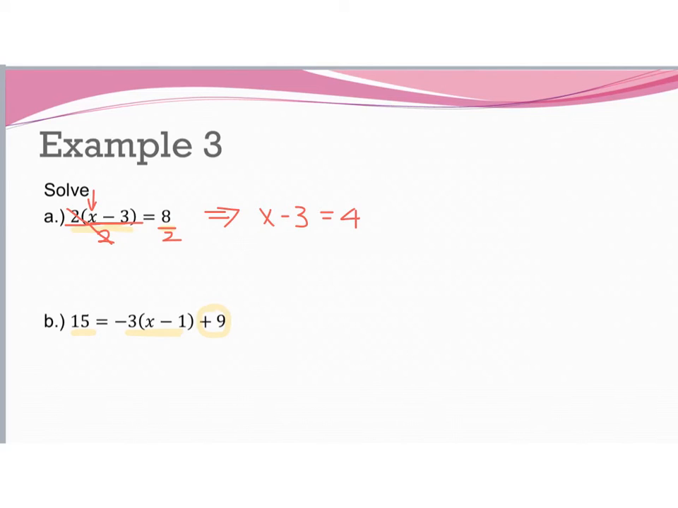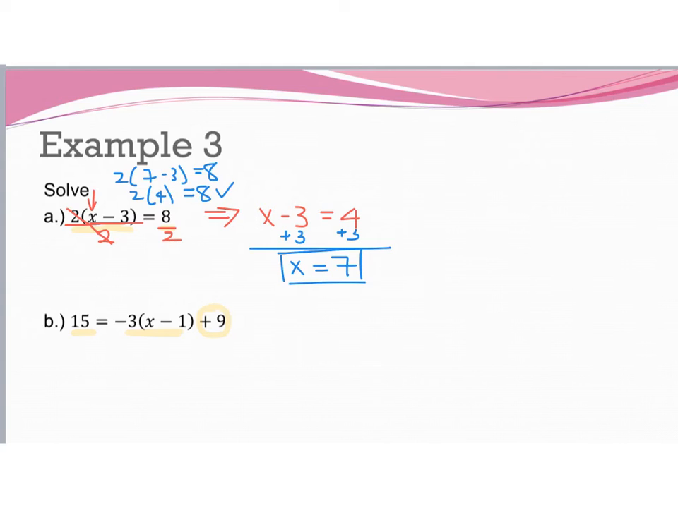Now that I've done that, I can go ahead and solve this like a standard single step problem. So I will add 3 to both sides, and I end up with x equals 7. And this is my final answer. You can always plug that back in. So I would have 2 times 7 minus 3 equals 8. Well, 7 minus 3 is going to give me 4, and 2 times 4 does equal 8. So that tells me that this is correct.